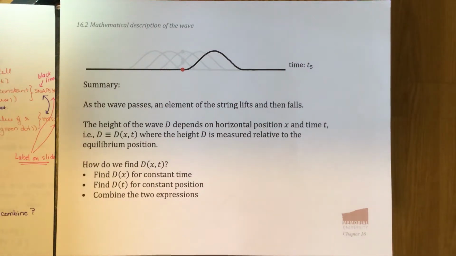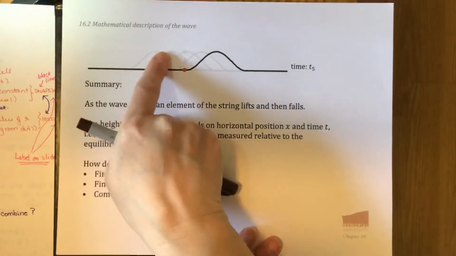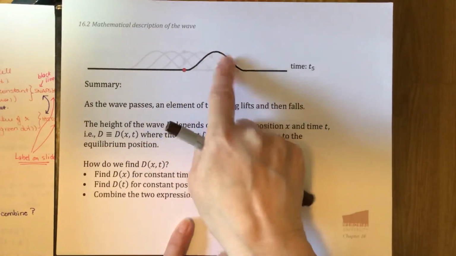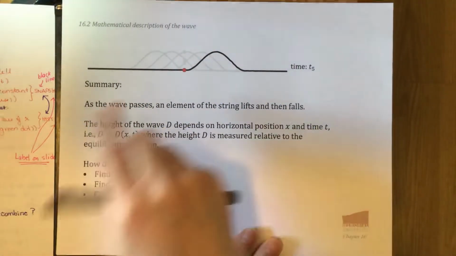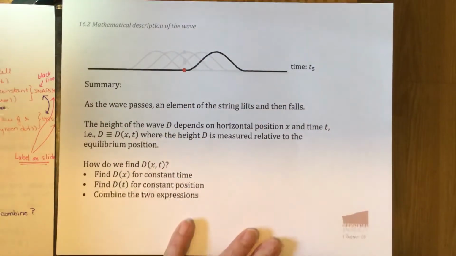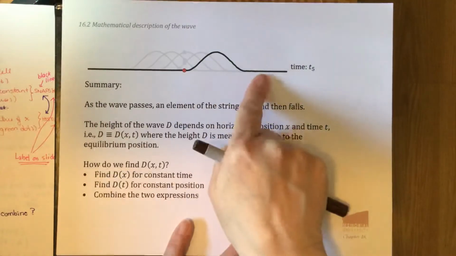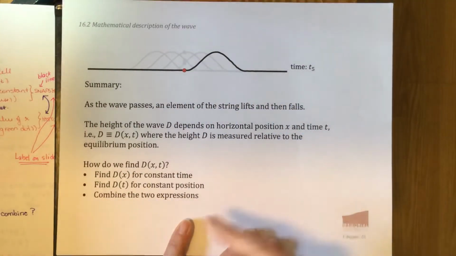So a summary of what we've got sorted out so far is that as the wave passes, remember it started here, moved along, moved along, and moved along. As the wave passed, an element of string first rose and then fell. We said that the height of that piece of string, or an element of string, we're going to call d, and that height depends on two things. It depends on which point we picked horizontally, and it depended on what time it is.